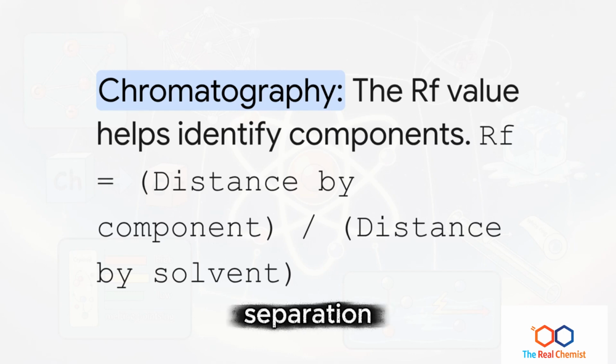Speaking of physical separation, chromatography is such a cool example. You put a drop of ink on some paper, and as a solvent moves up the paper, it drags the different colored dyes along with it, but at different speeds. By calculating this thing called the Rf value, which is just a ratio of how far a dye traveled versus how far the solvent traveled, we can create a unique fingerprint for that substance. It's like chemical detective work.